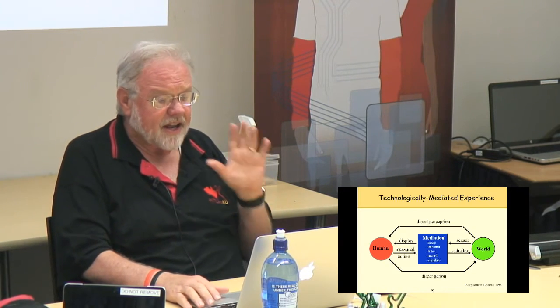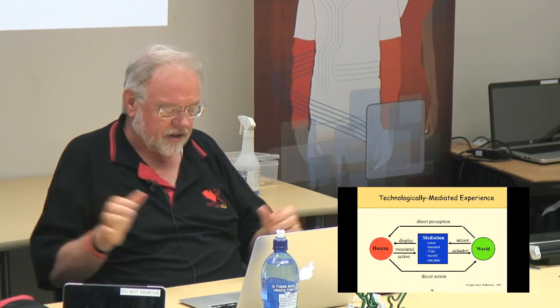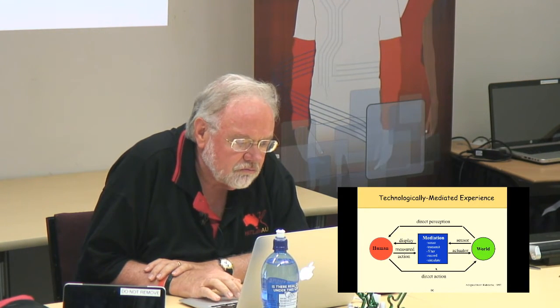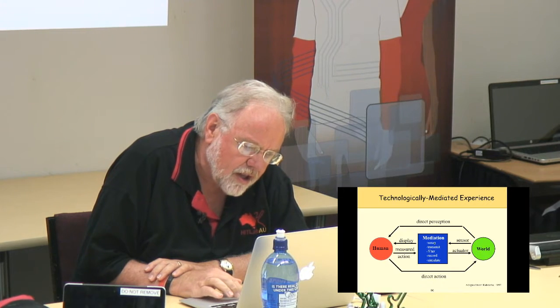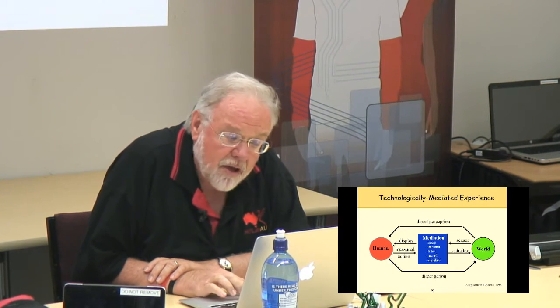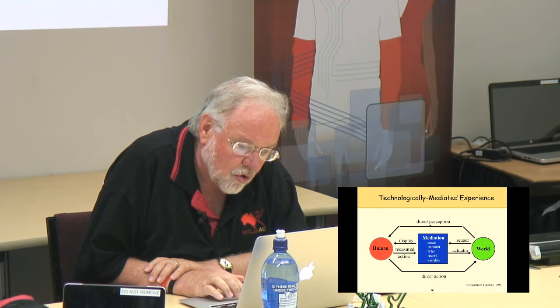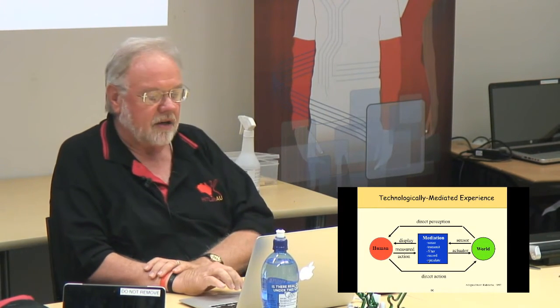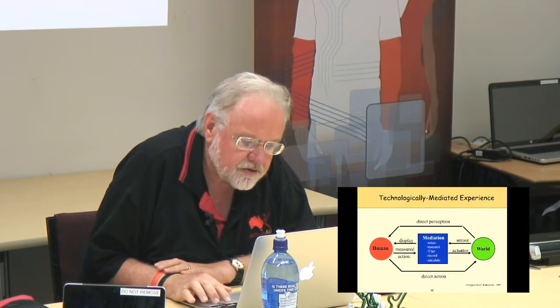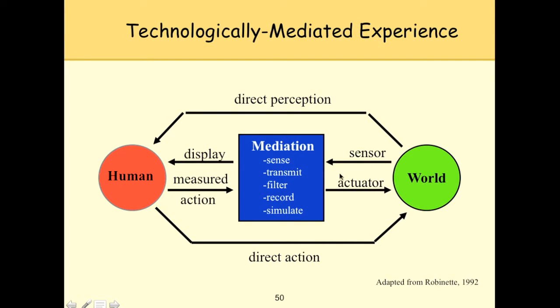Now, when we talk about technology, where does technology fit in this? Well, it's some kind of mediation that goes between the world and us. We may still have direct perception and direct action to the world, but this box sort of fits in between. And this box itself has an ability to sense, an ability to act in the world, to close this loop. And of course, we have the ability to close the loop with the box. And what the box does is it can sense or transmit, it can filter, record, simulate. All of those things that this box can do.